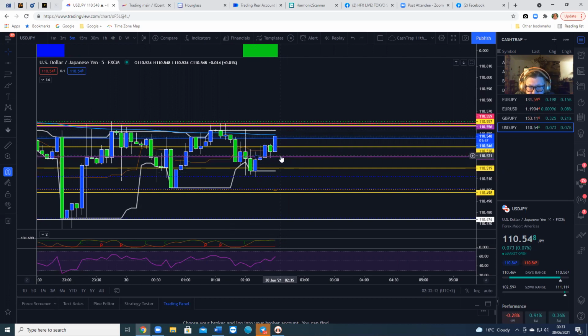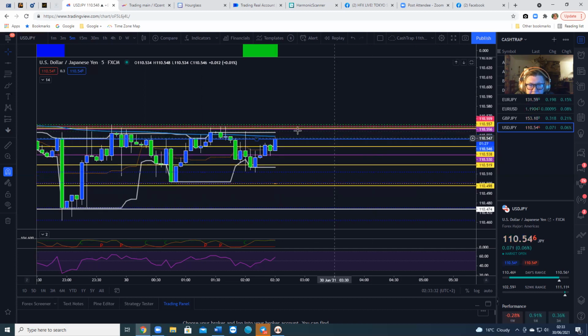Now that purple one's a 15-minute line of support. So it held that, resistance turned into support. It's moving up past, my yellow one is hourly. My blue is the 5 minute line of support, strongly moving up. And you remember this very, very strong area of resistance. Now we don't know whether it'll just bounce off that again and then give us a put.